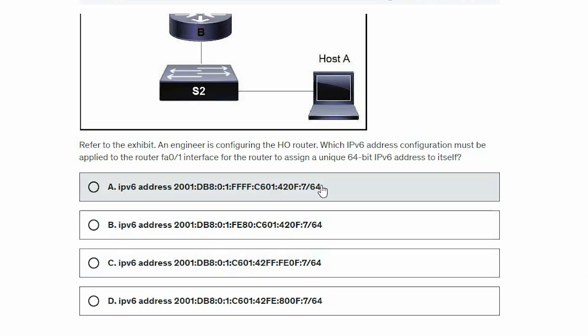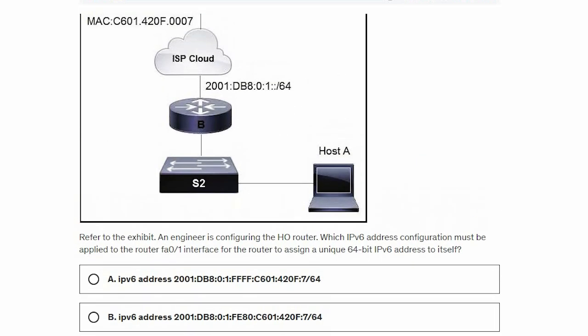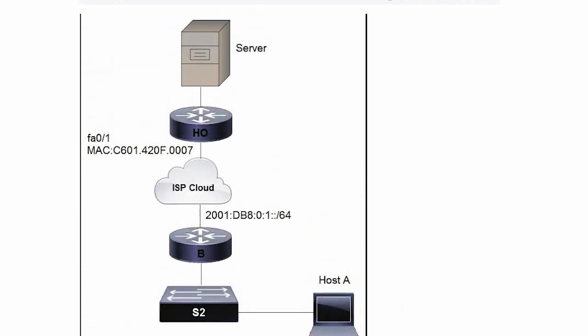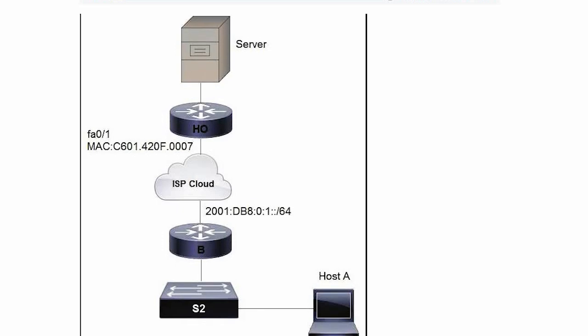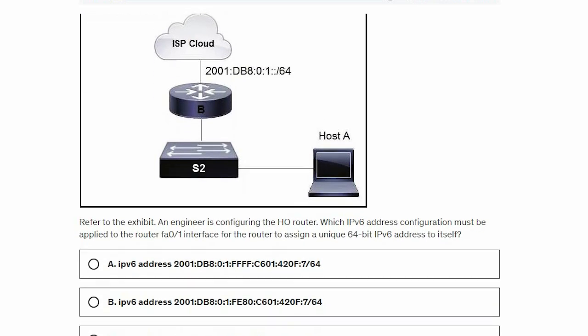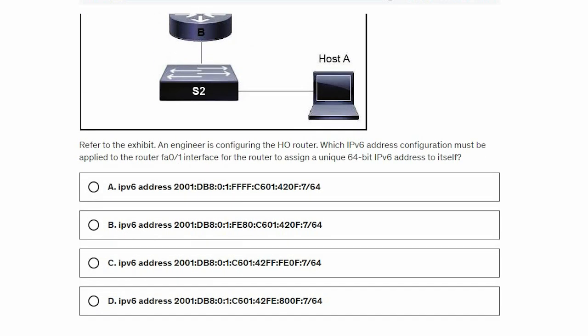We have the address for A. B. IP version 6, 2001, we have the address. C. IP address version 6 also. And the D. The answer is B.